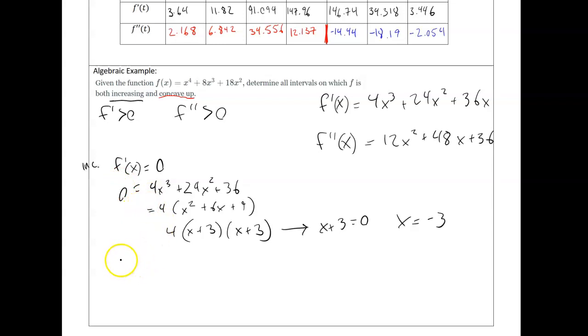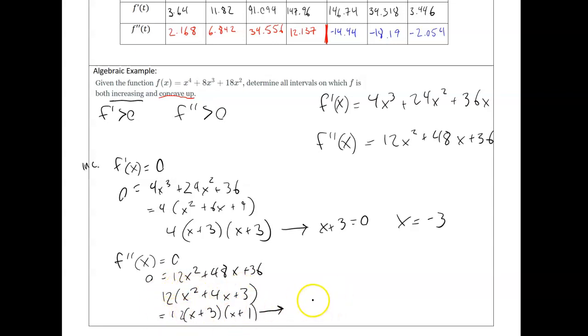Then I'm going to set my second derivative equal to 0. Which means I'm going to take 0 equals 12x squared plus 48x plus 36. Factor out my 12 this time. And then my zeros here are x equals negative 3 and x equals negative 1. And of course I'm solving these equations.